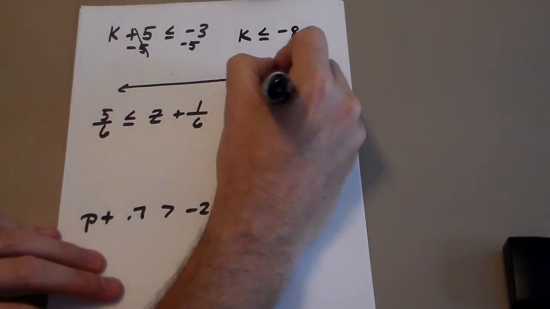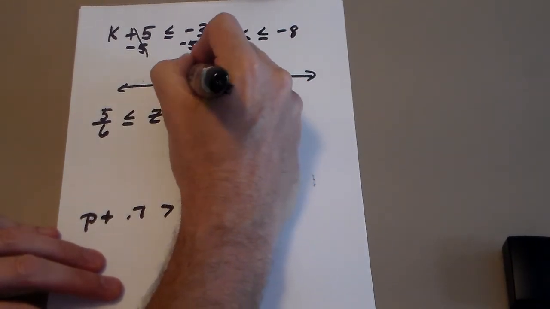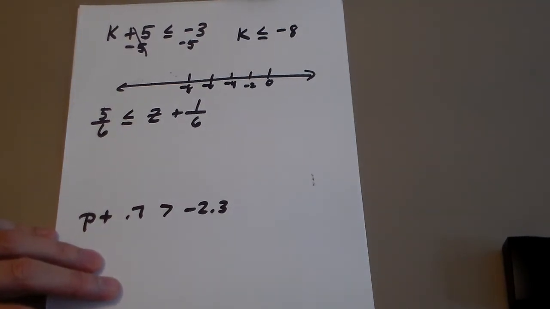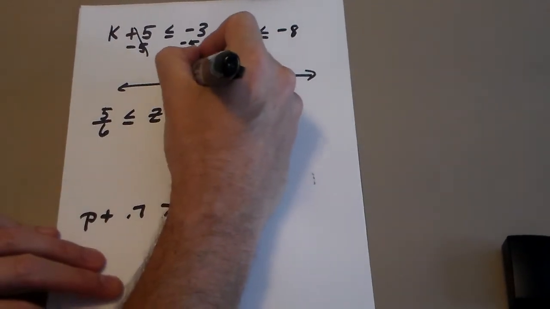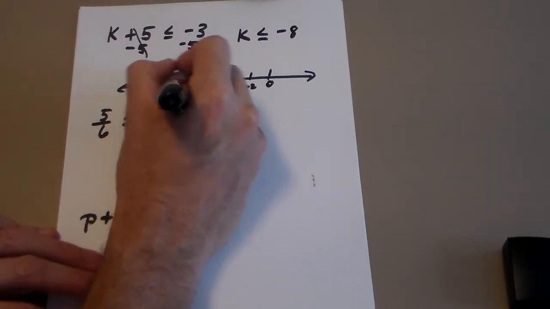So here's 0, here's negative 2, here's negative 4, here's negative 6, and there is negative 8. I want it to be less than or equal to a negative 8. So I'm going to put a big closed circle on negative 8 on that number line, and I'm going to shade this way.